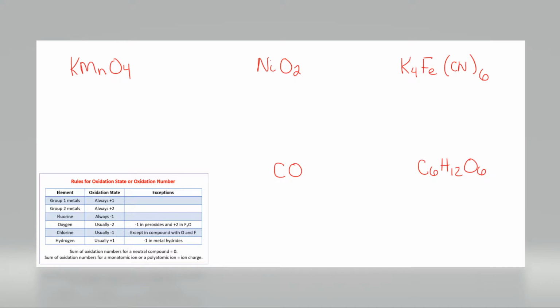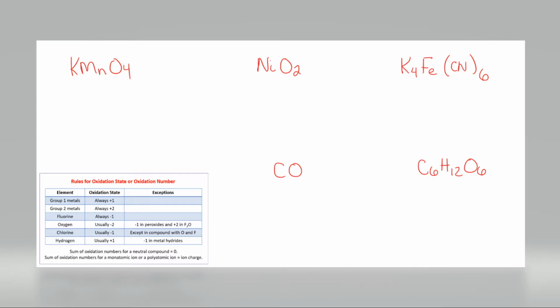So I tend to assign your oxygen and your hydrogen first, along with your group 1 metals or group 2 metals, things you know, based on this rubric that you see in the bottom left of the screen. And then leave transition metals for last, essentially, to figure out what's left.